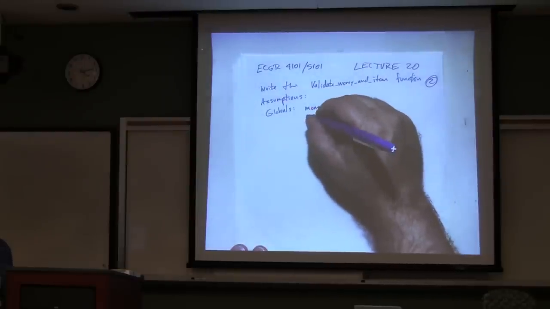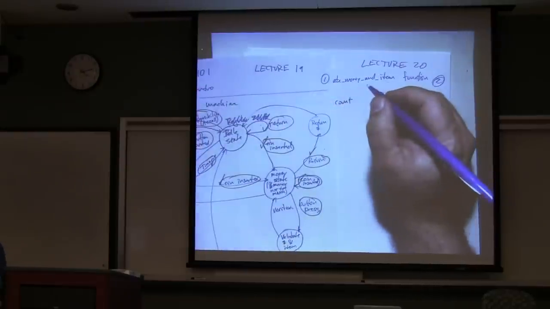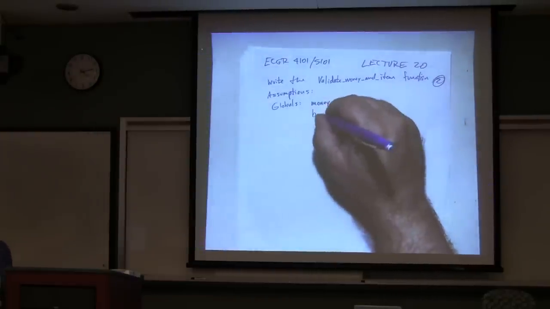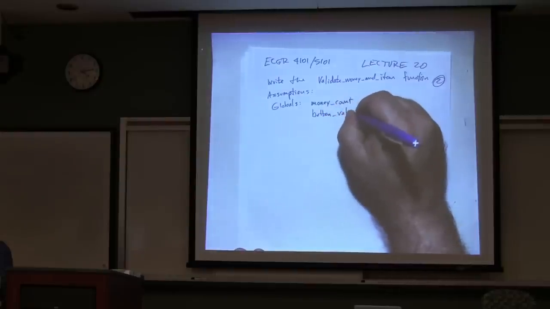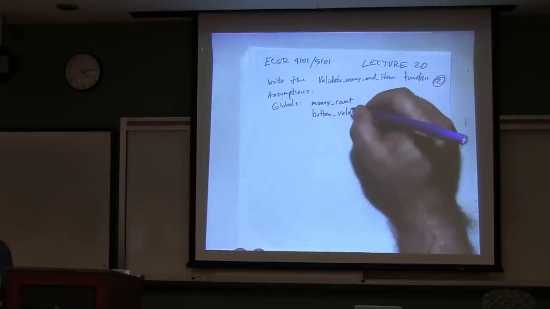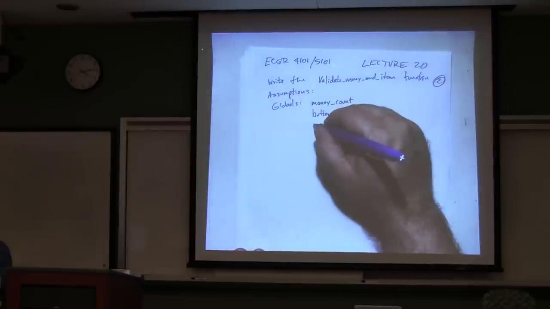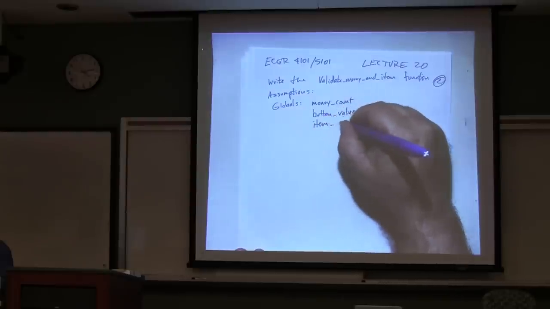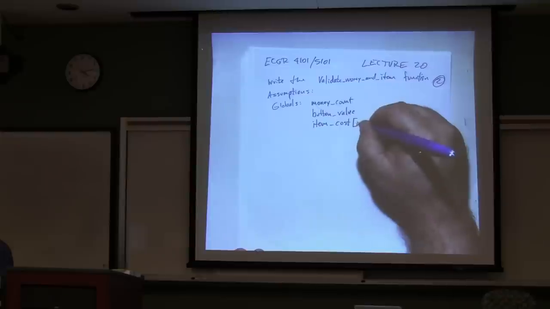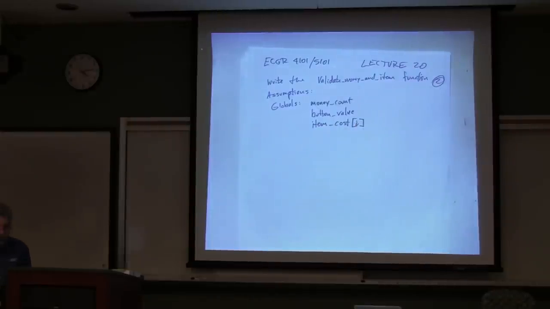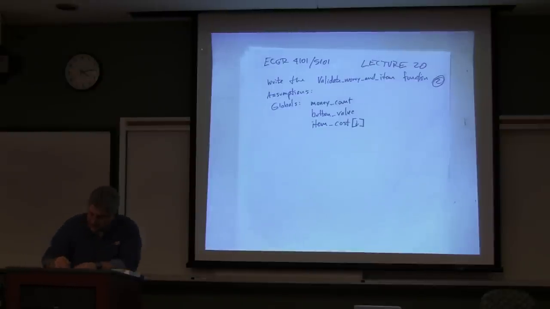Button value. Whatever your button press was, right? So button value or button press or whatever you want to call it. But you also have an array, right? You have to know what your item costs are. Yes? We made an assumption that button value was the cost. Oh, so here, you got minus 50% for making an assumption.